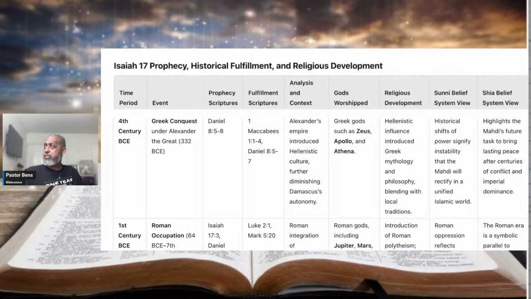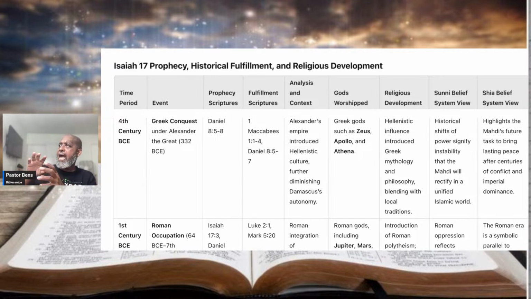Listen, guys, this is something that I'm going to show you. This is another chart. It's okay. Don't trip. I'm just using this for reference. You don't have to write anything on this. So we're in the Greek conquest. All right. We're still dealing with Greece. Now watch this. Greece conquered Damascus all the way back in 332. But watch this. The prophecy in Isaiah was before 332 BC. Come on, go with me here.